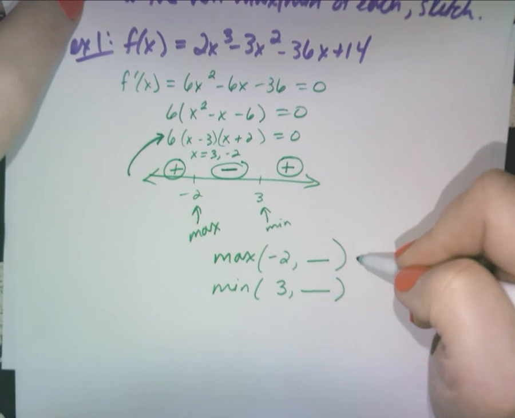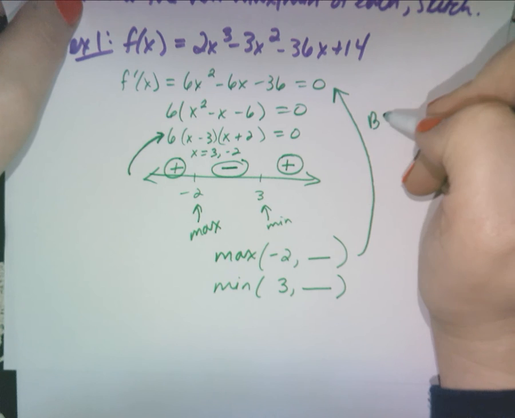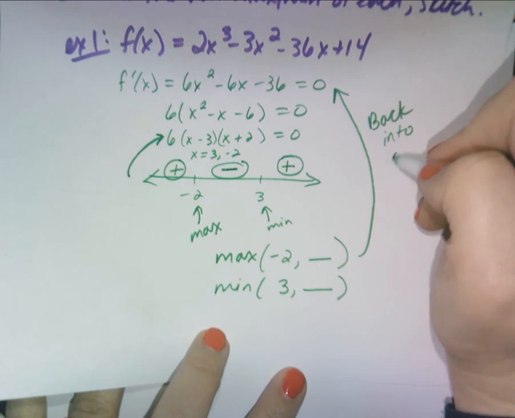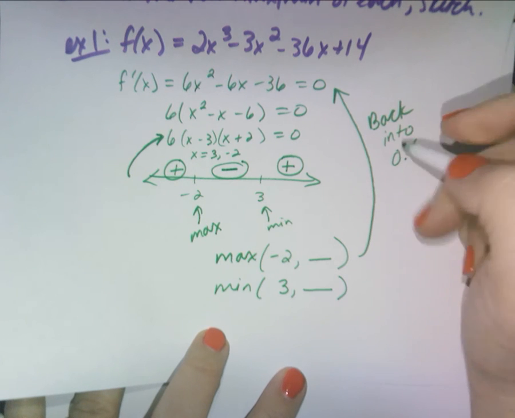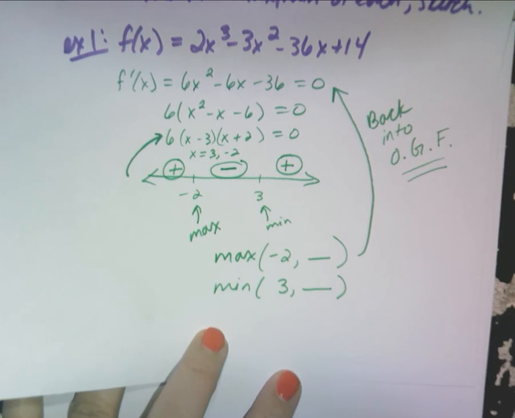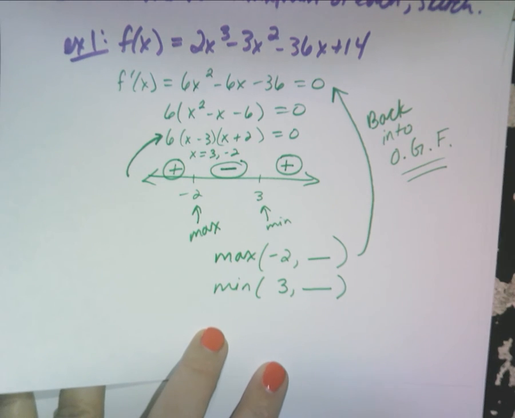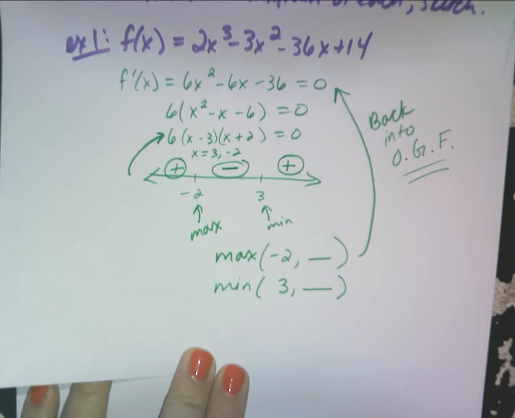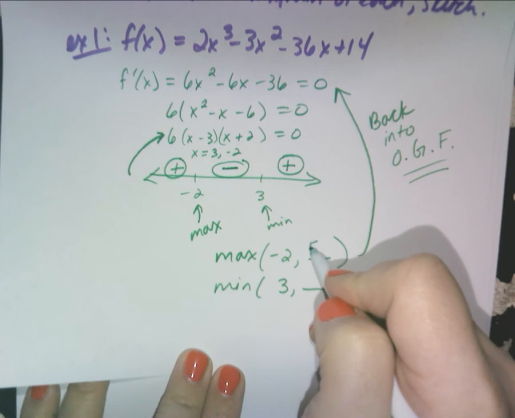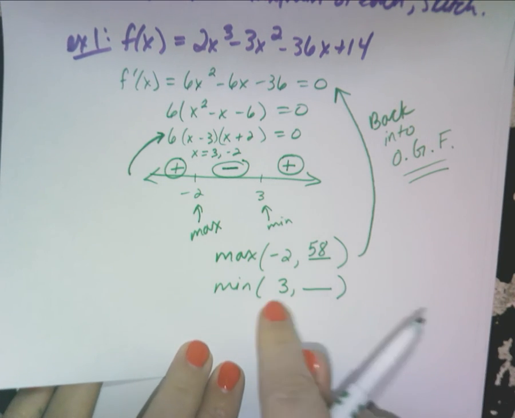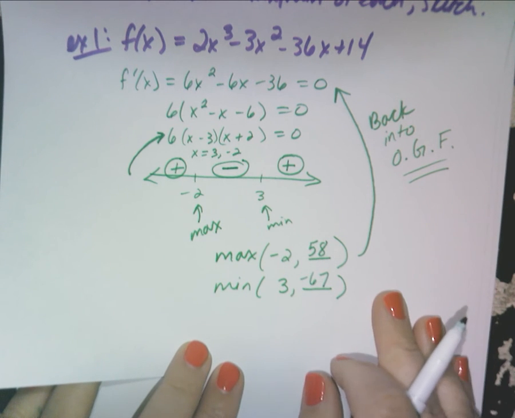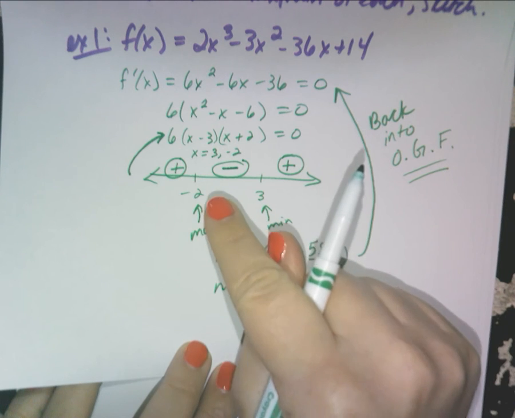All right. So this goes back into, as my good buddy Cody called it, the OG, the original gangster function. Plug it back into the original. To save you time, I know you all know how to plug it back in, but at -2, it's 58, and at 3, it's -67. The original, because if you plug it into the derivative, you would get 0.